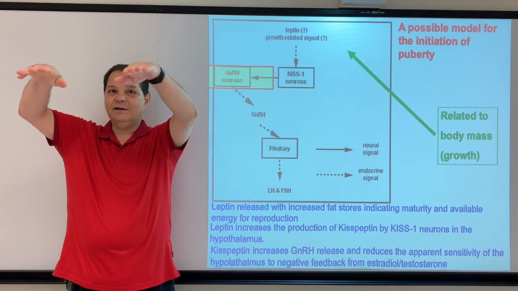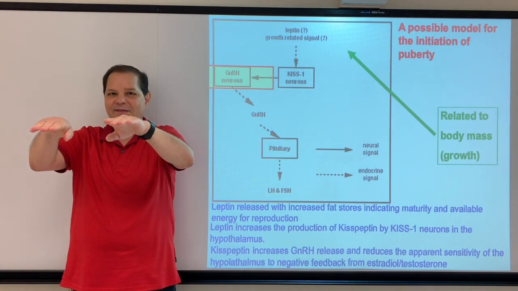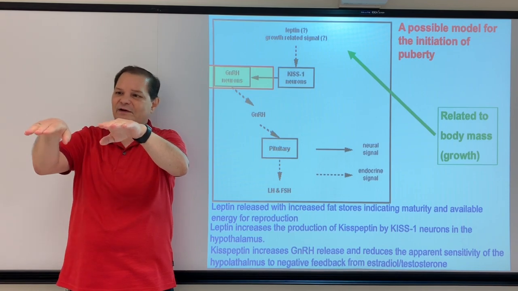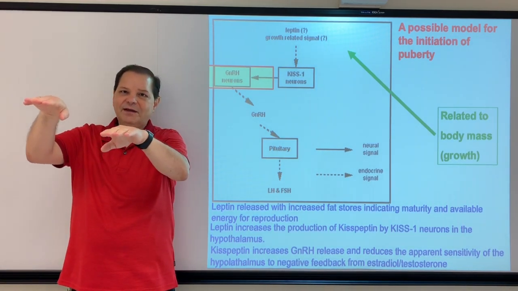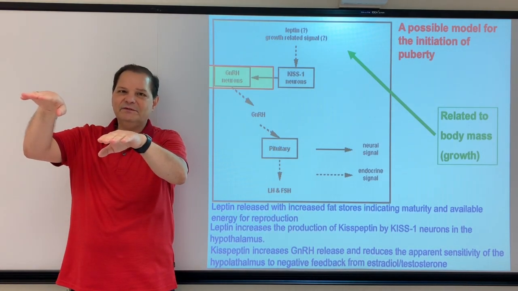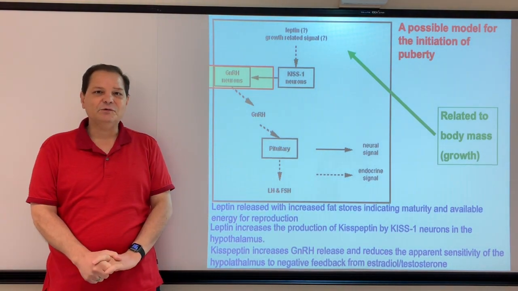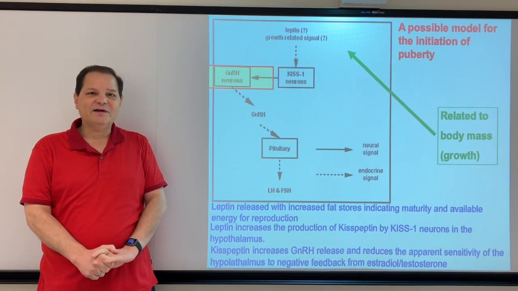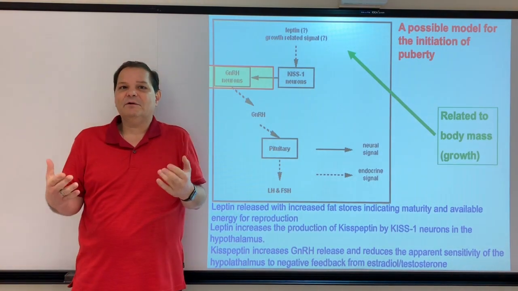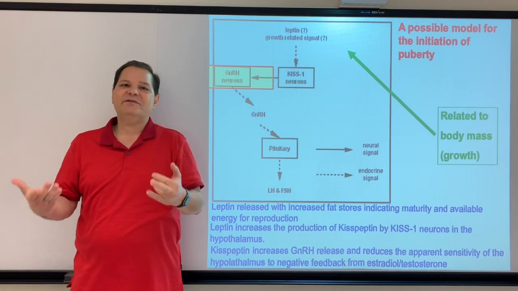So these two competing effects are like a seesaw. What's happening is you get more kisspeptin, and that's causing this side to become heavier. And what it causes is an apparent decrease in the ability of estrogen and testosterone to limit GnRH release, okay? So there's an apparent decrease in sensitivity to the inhibition of testosterone and estradiol upon the hypothalamus. And that causes more testosterone and estradiol to be released, and you get more of the sex hormones.